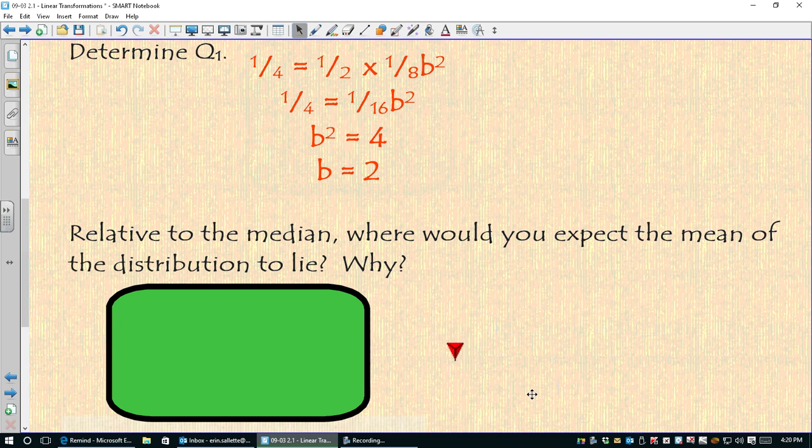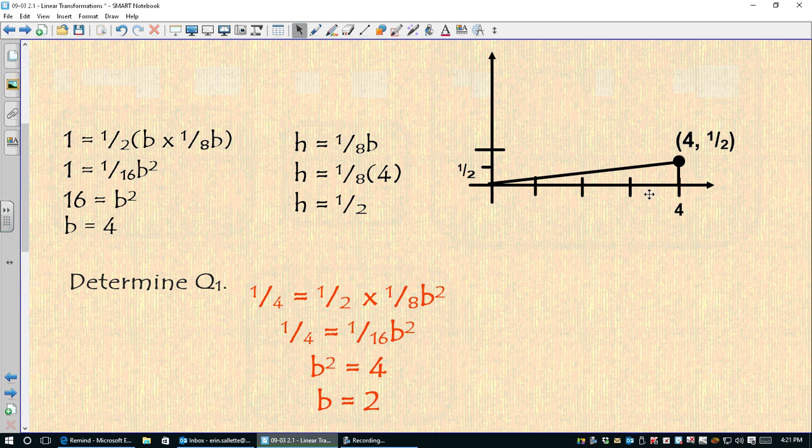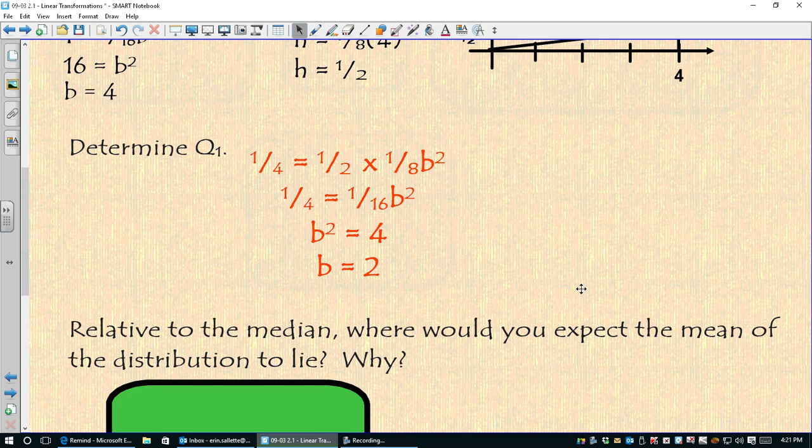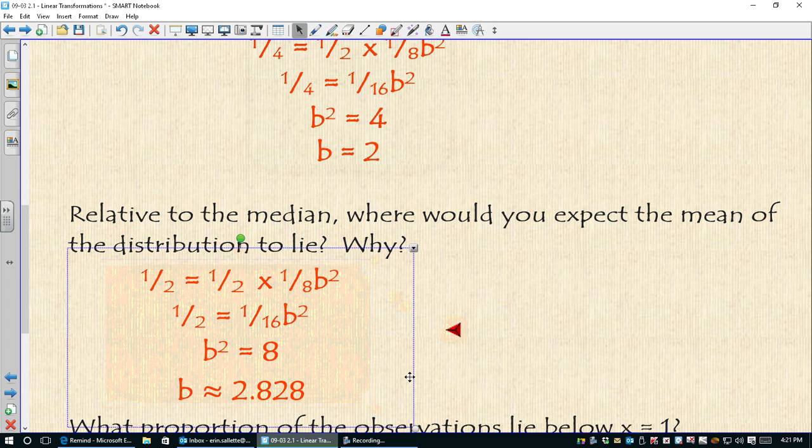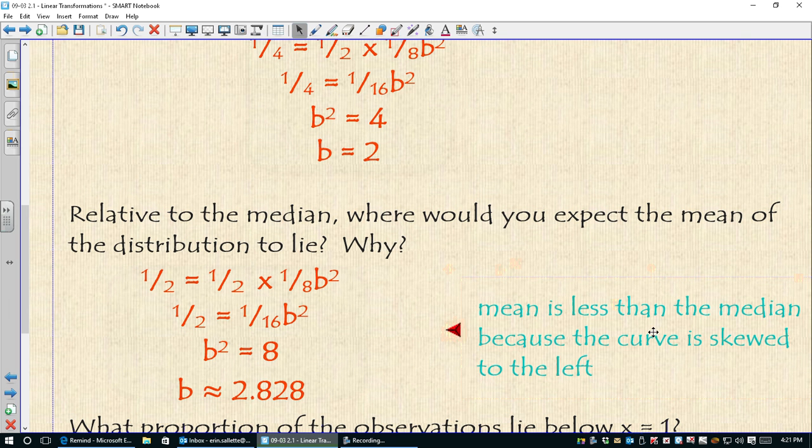Relative to the median, where would you expect the mean of the distribution to lie? Now, why? First of all, the median is going to be where 50% of the area is to the left and 50% is to the right. So relative to the median, given that this is a skewed left distribution, I'm going to find my mean towards the tail, to the left, which is 2.828, which is really close to Q1. Q1 was 2, remember? Now, the mean is less than the median because the curve is skewed to the left.